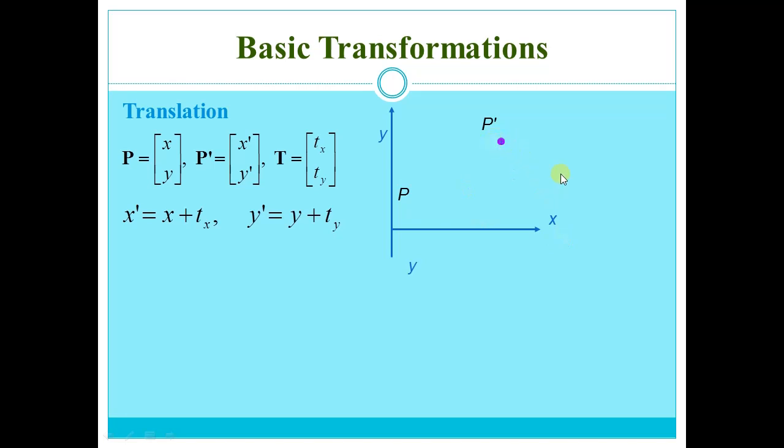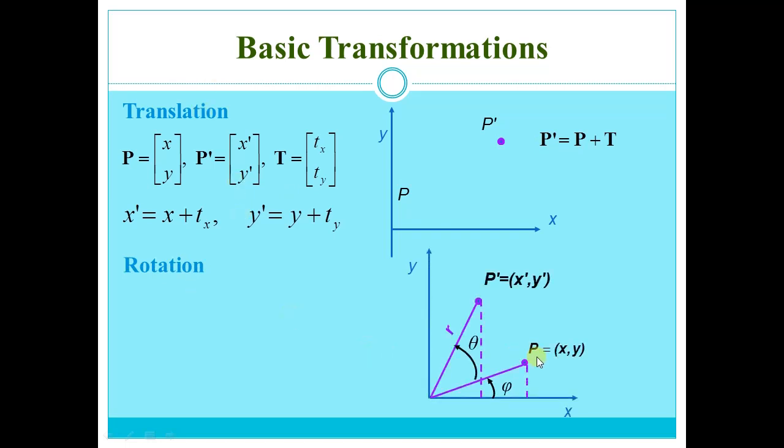You will get the new coordinates P dash from here: x dash is equal to x, the coordinate of P, plus the translation distance along x, and y dash is equal to the y coordinate of P plus the translation distance along y. Here you can see the new coordinates of P dash are the coordinates of P plus the translation distance. One thing is important: we are adding the translation distances to find the new coordinates of point P. The next one is rotation, that is also a basic transformation.